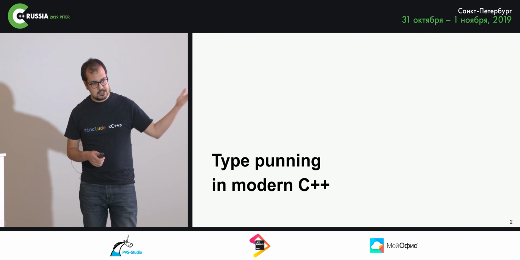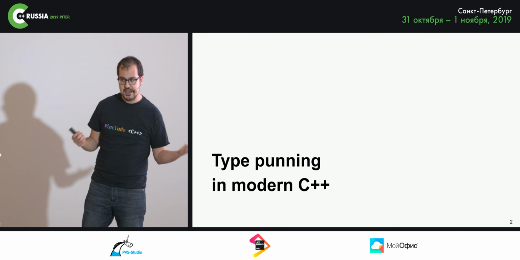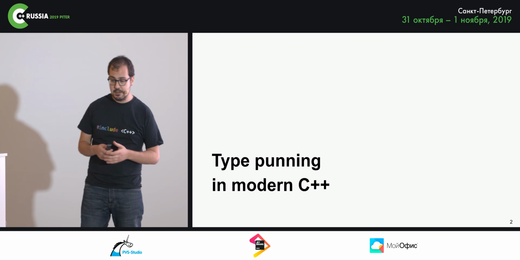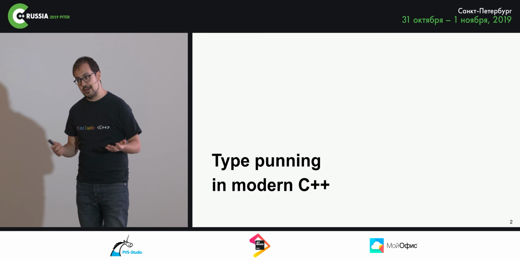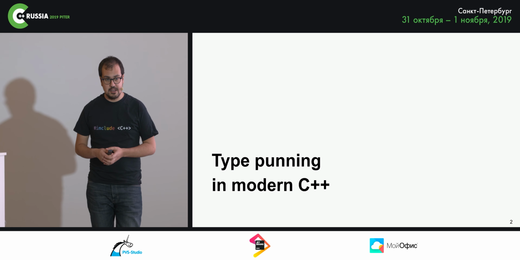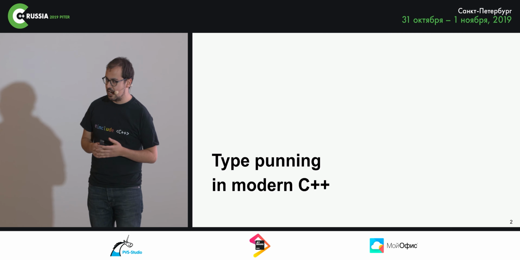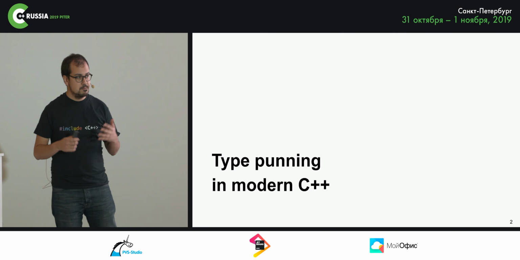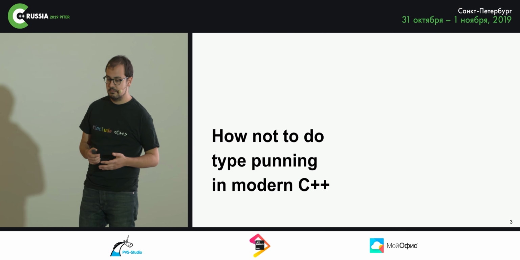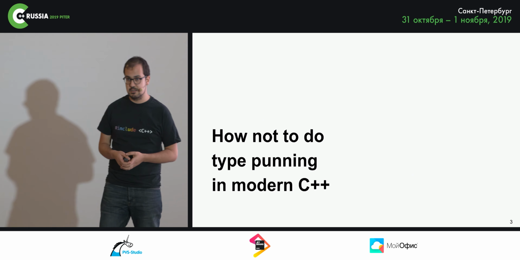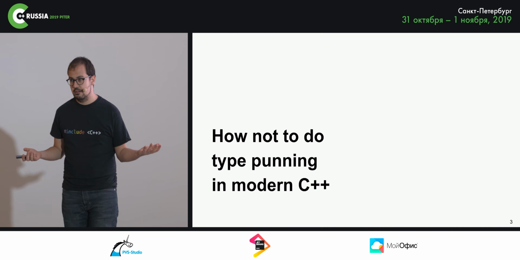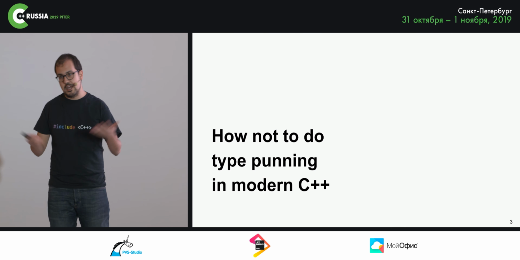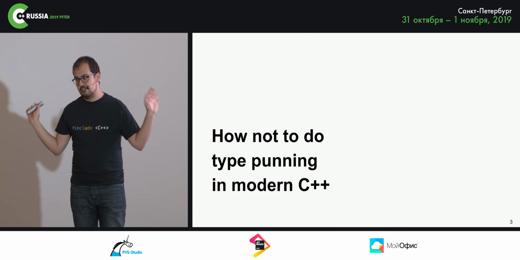So let's talk about the title of the talk. If I would have named the talk Type Punning in C++, then it could sound like you could actually do type punning in C++. Turns out that you can't really do type punning in C++. So maybe a better title for this talk is How Not to Do Type Punning in C++. But that's also kind of a boring title because then I just say, okay, you can't do type punning, that's it, we all go home, right?